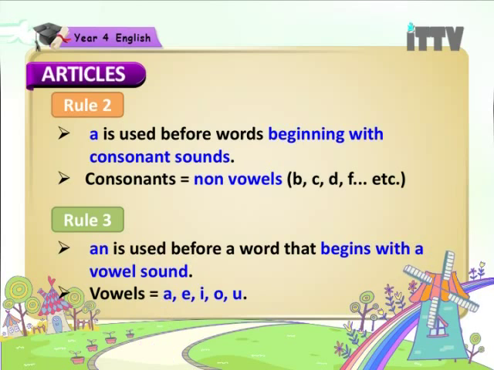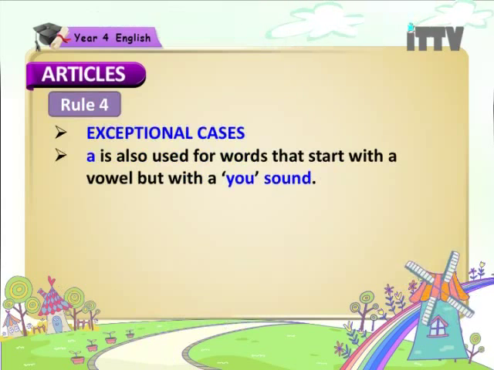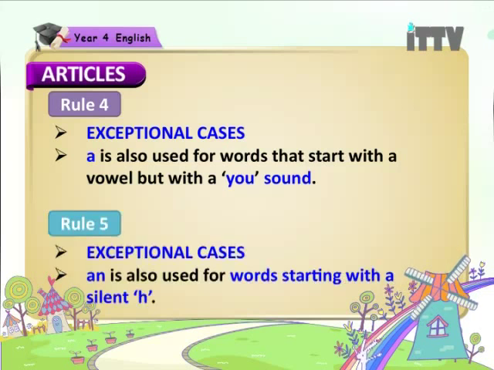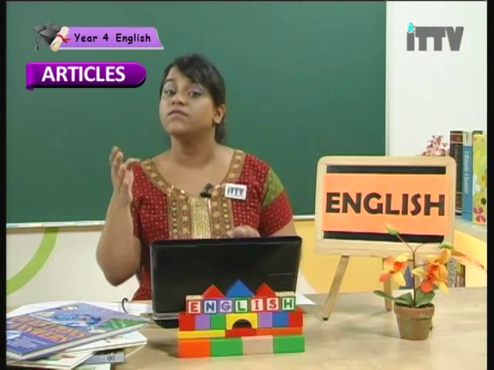An is used before a word that begins with a vowel sound. Now, vowels are A, E, I, O, U. A is also used for words that start with a vowel but with a U sound. An is also used for words starting with a silent H. Well, there you go, boys and girls. Now remember, a is used for consonant sounds like B, C, D, F. An is used for vowel sounds A, E, I, O, U.